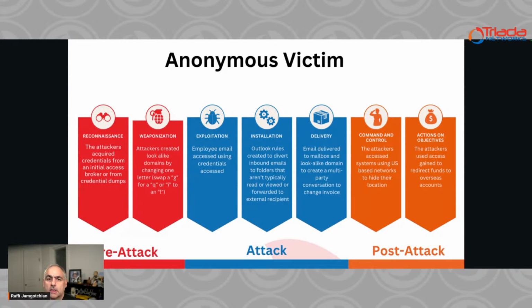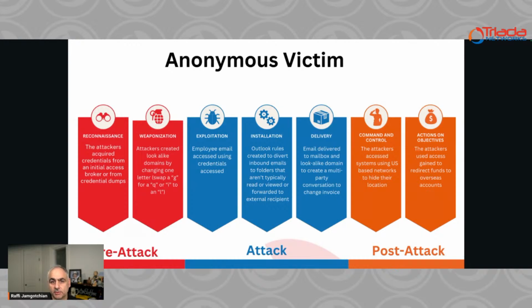And in this one, the attackers acquired credentials from an initial access broker or possibly a credential dump. We believe that it was a credential dump because if you look at some of the logs, we saw lots of failed attempts followed by a successful attempt. So they were likely targeting somebody. They collected information from the dark web, knowing that the person was typically in a finance role, and they looked for credentials that may have been reused from another website.